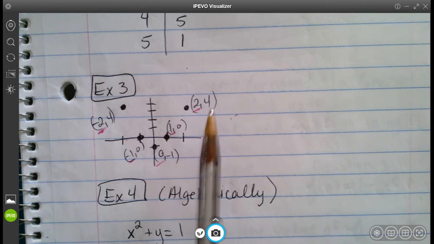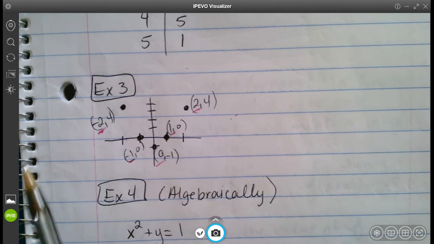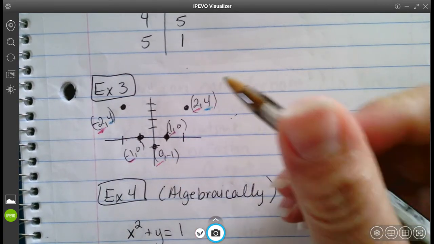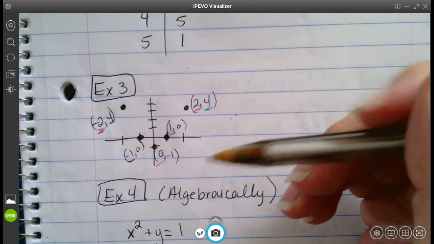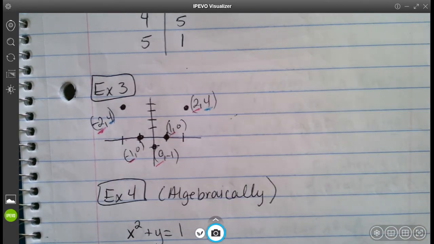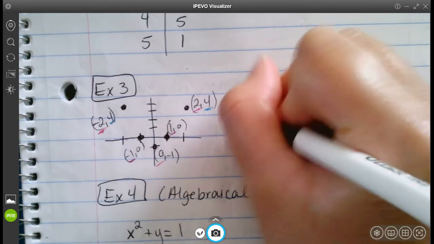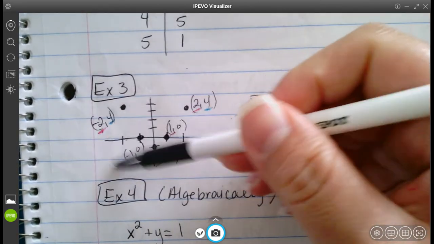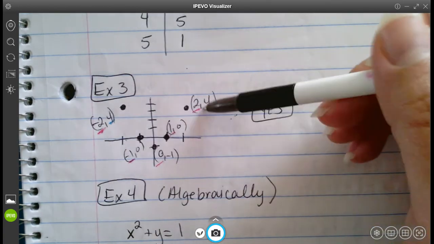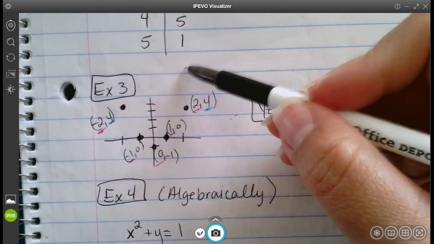Like one of the characteristics you saw on the page before, you can see that the 4s do repeat here, which are the y values. But remember that y values can repeat. It's the x's that we want to be careful with. Okay, so this one's going to be a yes because none of our x's are repeated. They're all different. Okay, and it also passes the vertical line test.